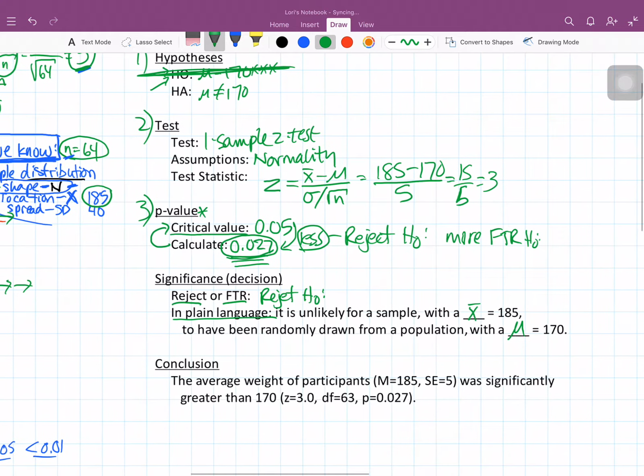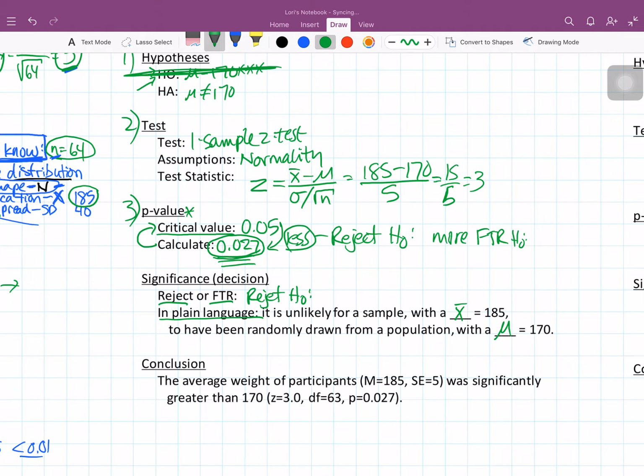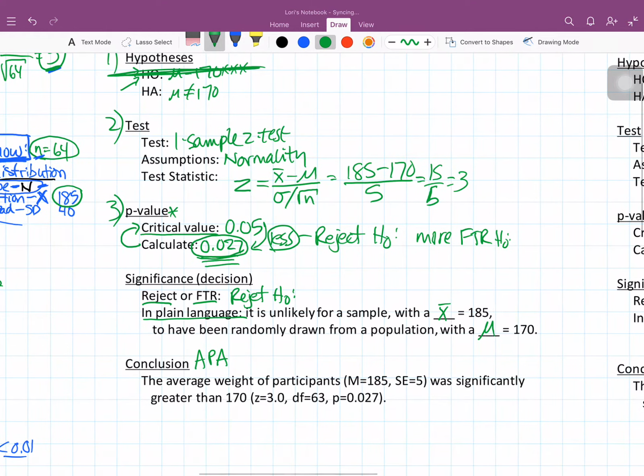So the conclusion is something that a lot of times we write in APA format, American Psychological Association, and you'll see a lot of times this very condensed format. So this is 1, 2, 3, and 4. This is kind of like our process that we go through. Based on all 4 of those, then we can draw this conclusion, or step number 5.